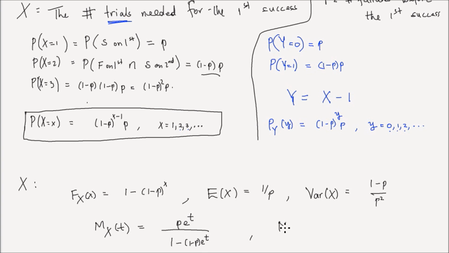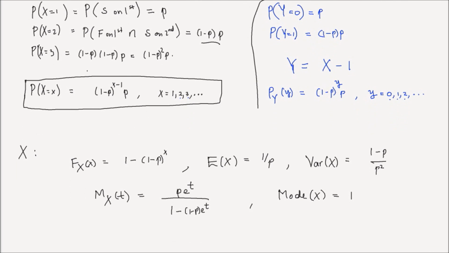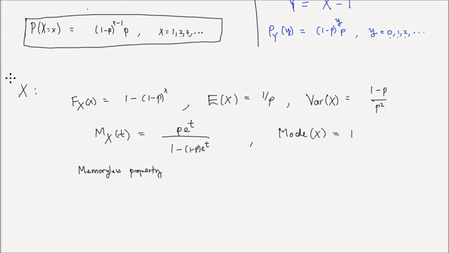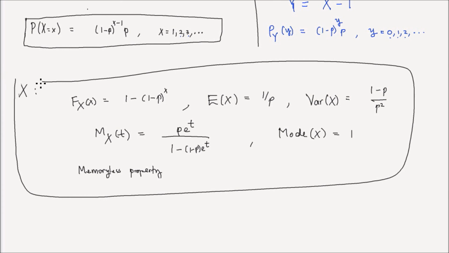And the mode of the random variable x is going to be 1. I'm also going to find that. And finally, I am going to describe a property that we call the memoryless property. Now, let's find the CDF of a geometric random variable x.